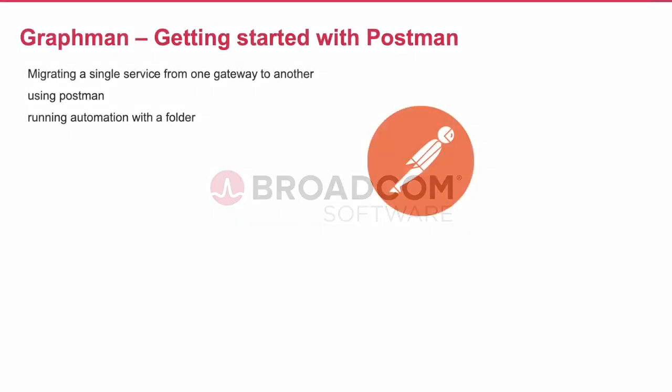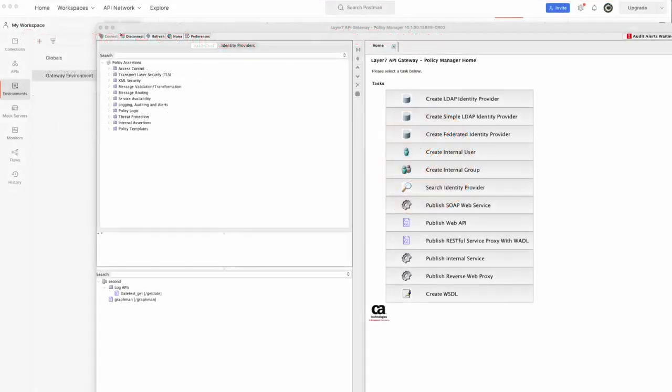In this video, we're going to look at how to migrate a single service from one environment to another. This time we're going to be using Postman and running some automation in a folder to make life even easier. In a previous video, we moved this service from one environment to the other using the Graphman command line. This time we'll be using Postman.